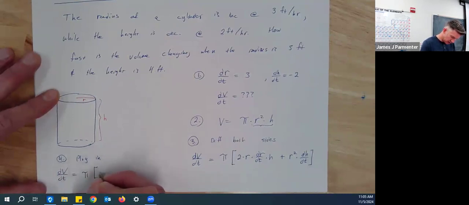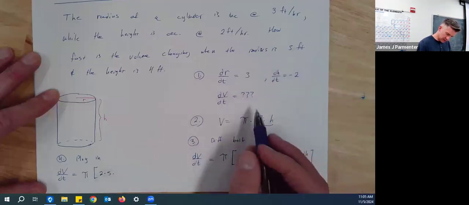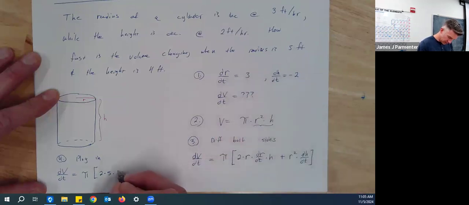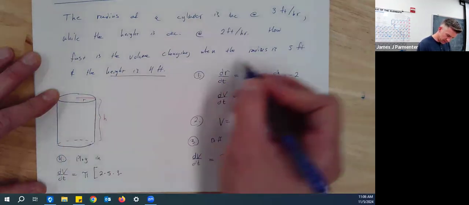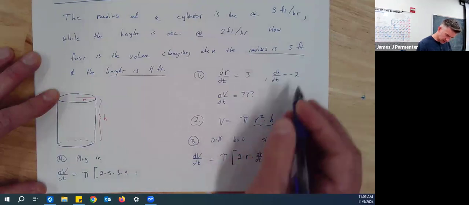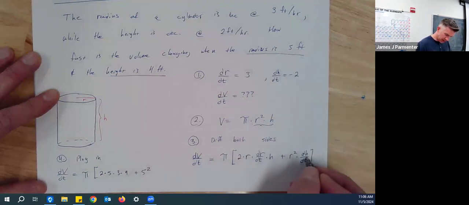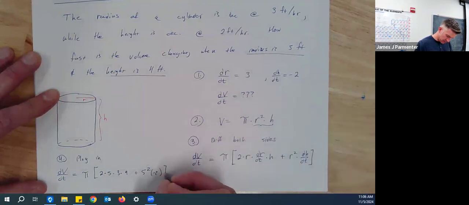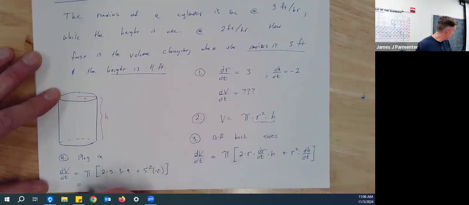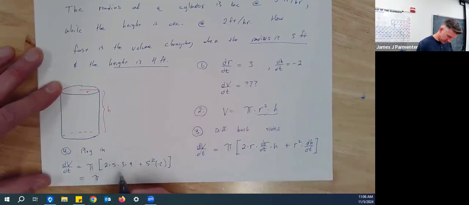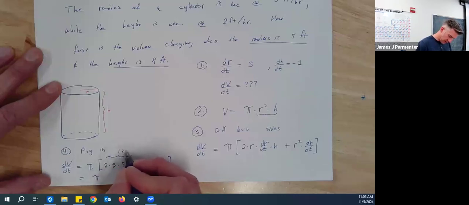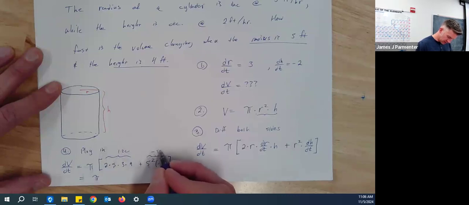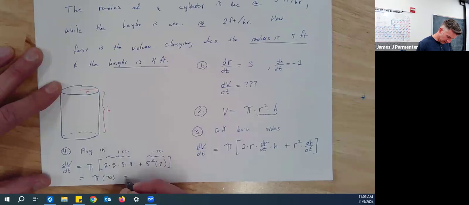pi times 2 times r, which is 5 feet, times dr dt, which is 3 feet per hour, times the height, which is 4 feet, plus the radius squared, which is 5 squared, times the rate of change of the height, which is -2 feet per hour. So simplifying this, we're going to get pi times, let's see, 2 times 5 is 10, times 12 is 120, and then that's 25 times -2, so -50. So we're getting pi times 70, or 70 pi.